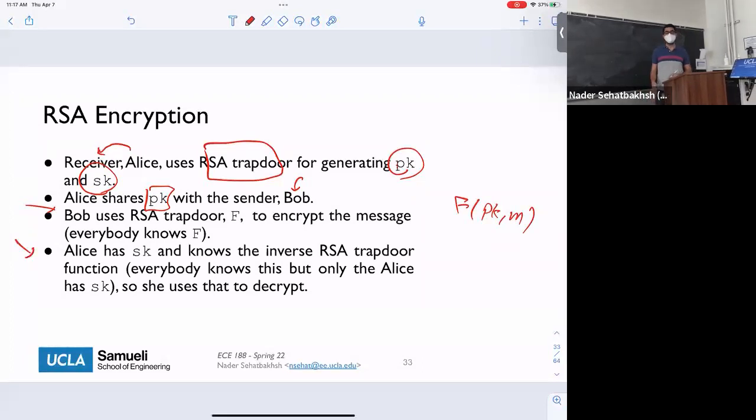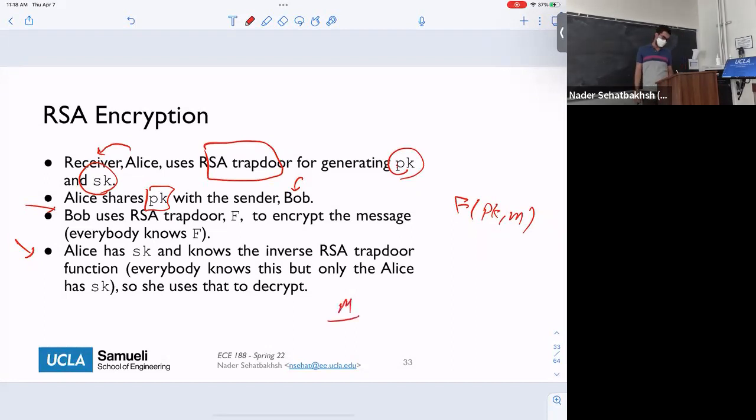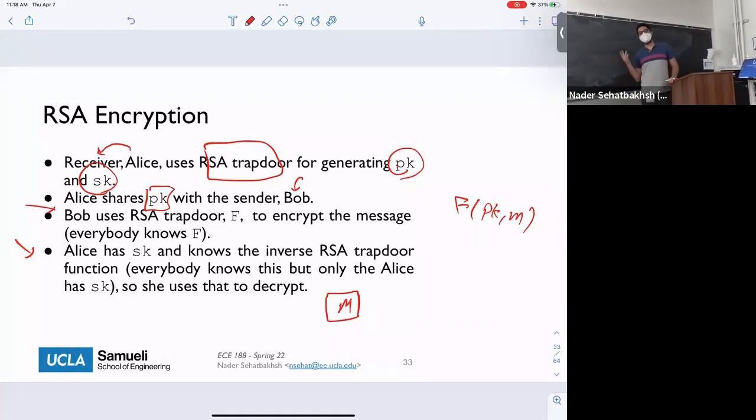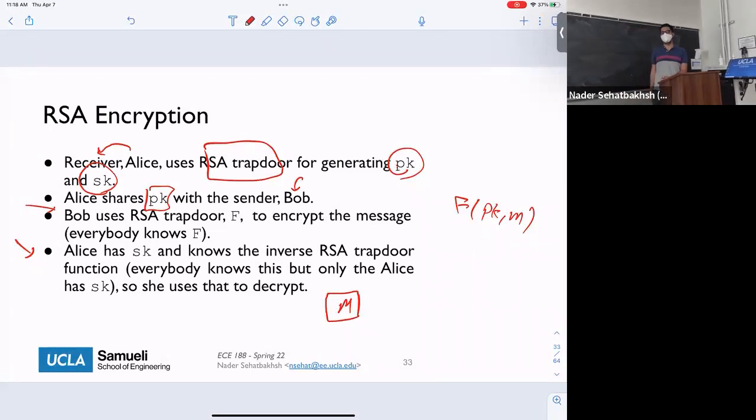Alice then uses her secret key. Everybody knows the inverse function, but without the secret key, they cannot use it. So Alice is the only one who can take the inverse function and use the secret key. She's going to decrypt and get the message out. And again, the security comes from the fact that Alice is the only one who has the secret key, and the only one who can correctly compute the inverse function of F and get the message. Any questions? Great.